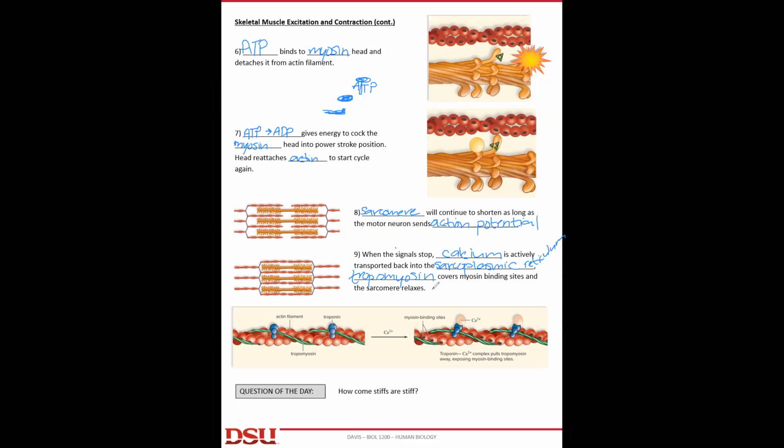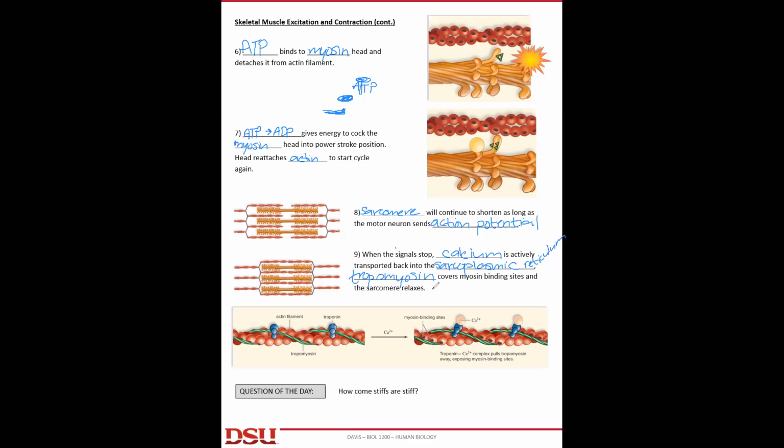Once the signal is finally stopped, calcium gets actively transported back into the sarcoplasmic reticulum. Actively meaning this requires energy because just like we saw with the gated channels in the nervous system, calcium does not want to go. It's crowded in the sarcoplasmic reticulum, crowded with other calcium ions, so it has to be forced back. When it's forced back, remember that it was the messenger or the guard.